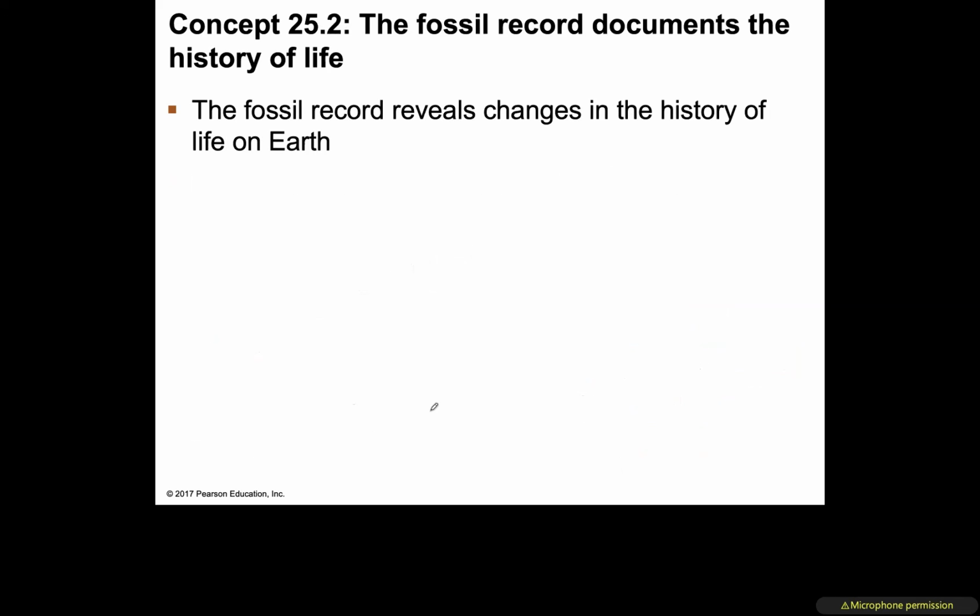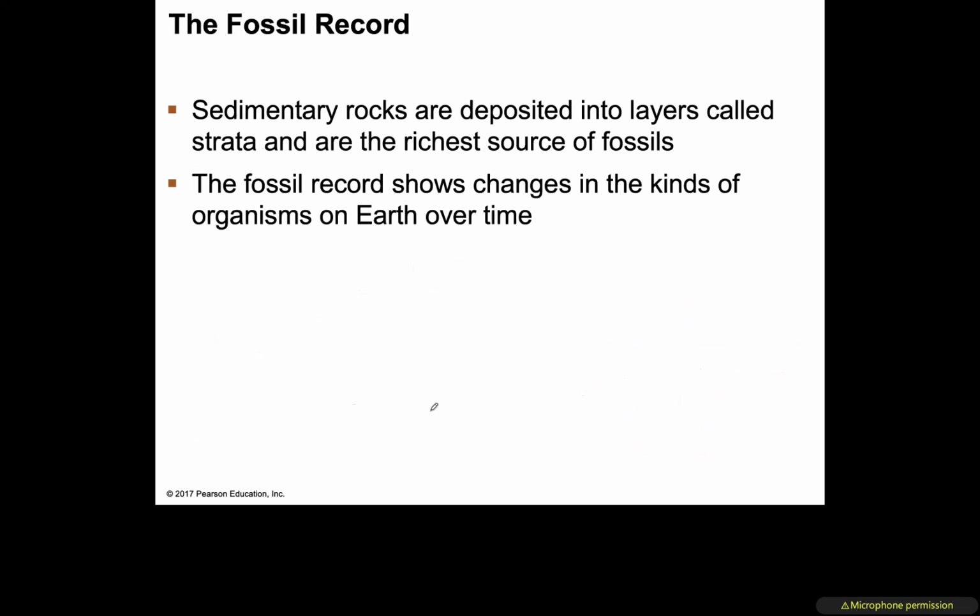So let's talk about the fossil record. The fossil record documents the history of life. And so basically you can see the changes being revealed all throughout the Earth's time. And so how does that happen? Your sedimentary rocks are going to be deposited into layers called strata.